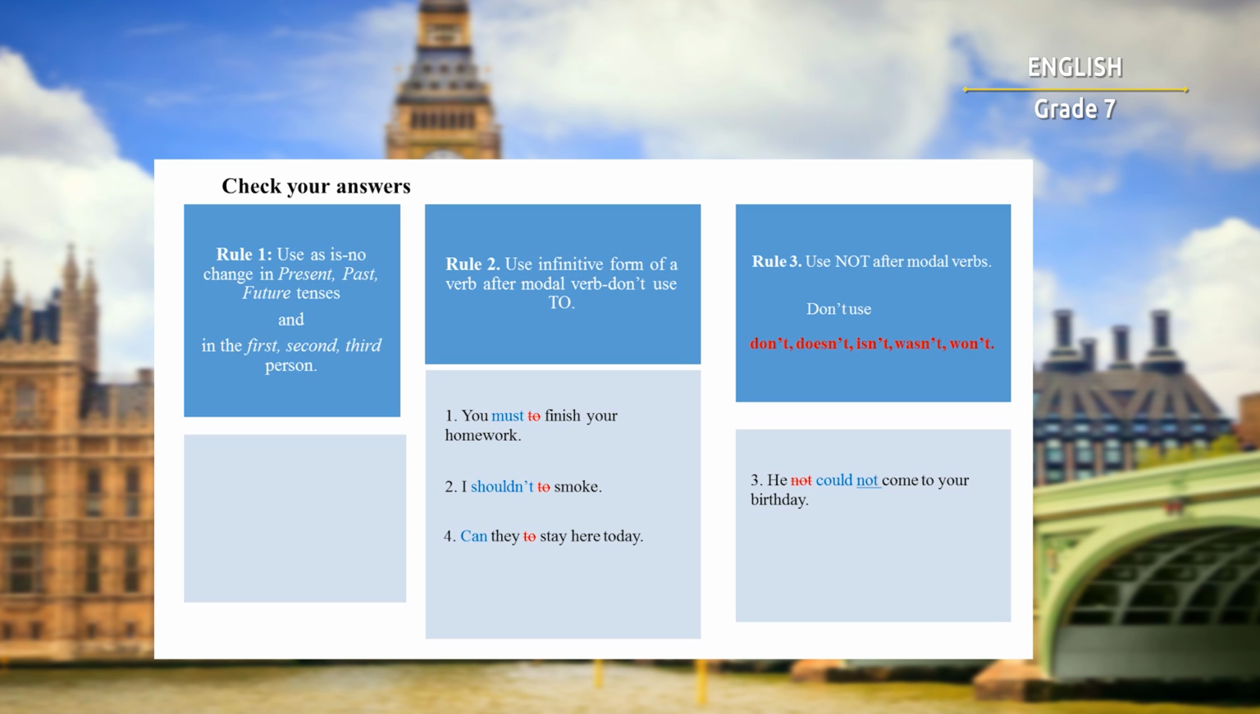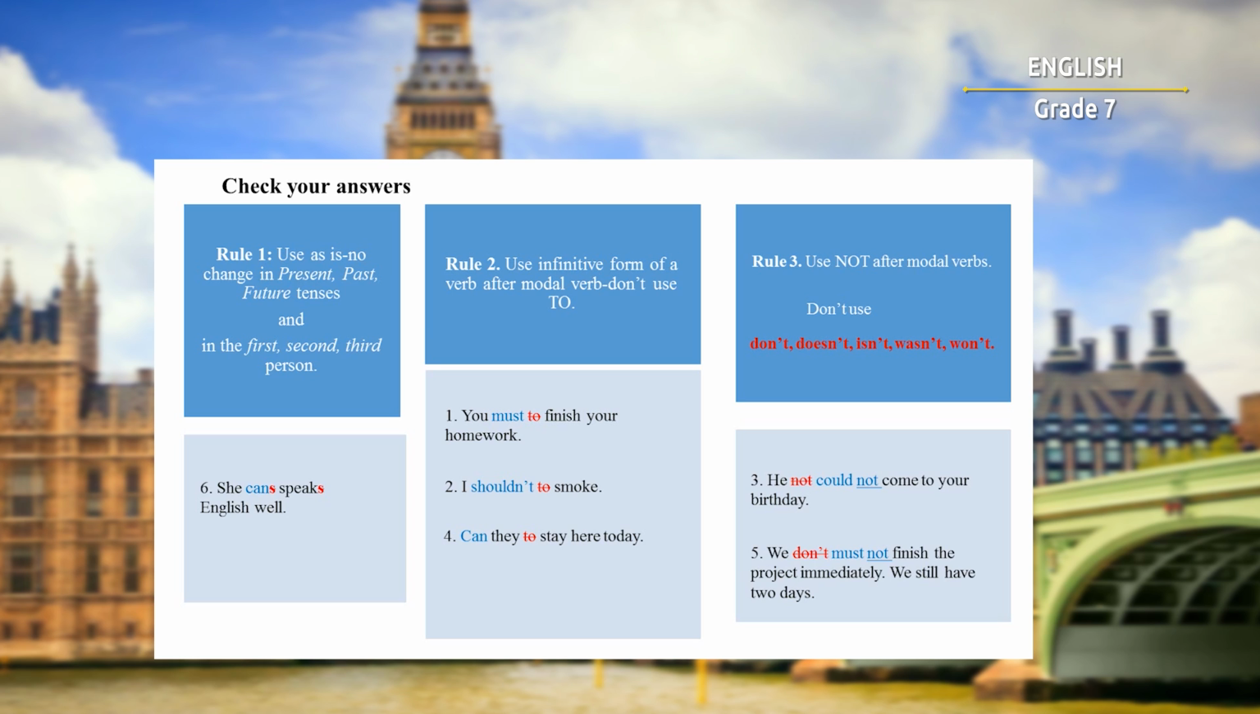Sentence number 4, can they to stay here today? Also goes under the rule 2. We don't use to after the modal verbs. Sentence number 5, we don't must finish the project immediately. We still have 2 days. What is incorrect here? Right, we don't use don't. We use not right after the modal verb.